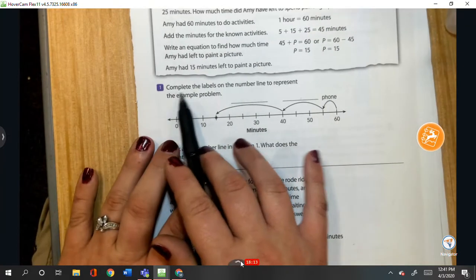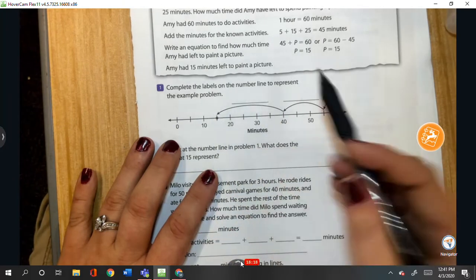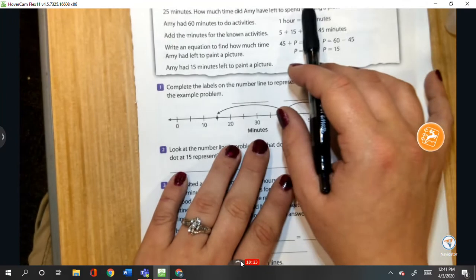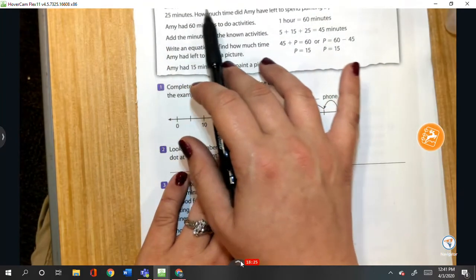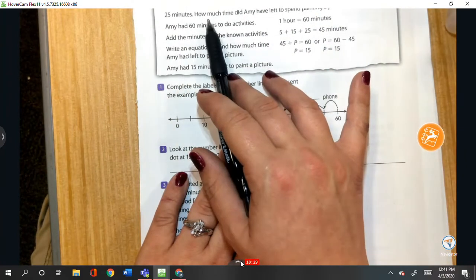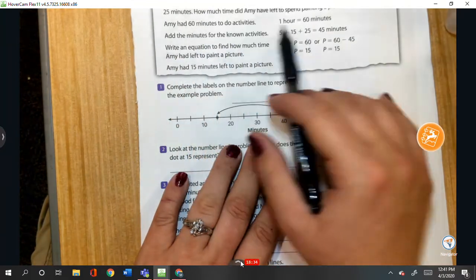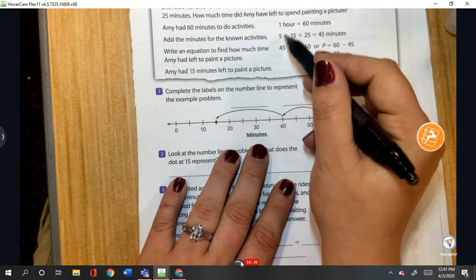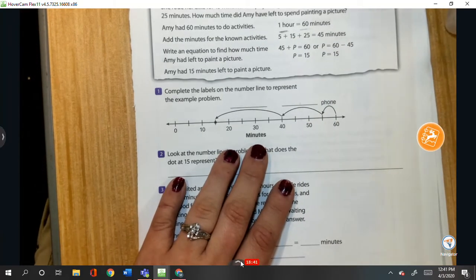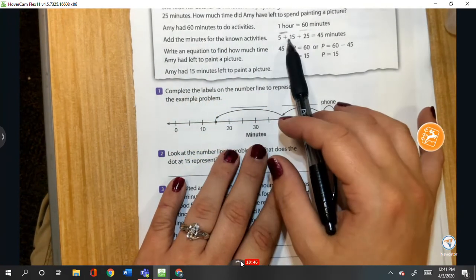Alright. It says looking at number 1, complete the labels on the number line to represent the example problem. So, Amy had 1 hour to do activities. She talked on the phone for 5 minutes. She rode her bike for 15 minutes. She played a game with her brother for 25 minutes. How much time did Amy have left to spend painting a picture? Alright, we went ahead and converted that 1 hour to 60 minutes. That way all of our units of measurement of time are going to be the same. And then we add the minutes for the known activities.